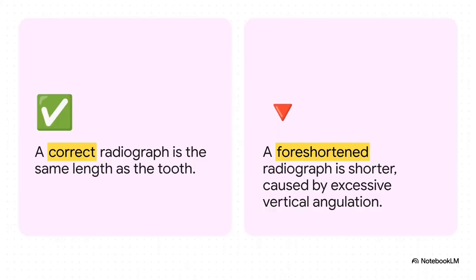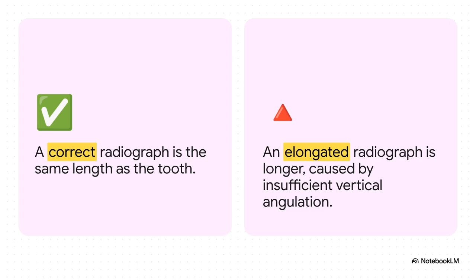For example, check this out. If the angle of the beam is too steep, coming from too high up, you get what's called a foreshortened image. The tooth looks all squashed and stumpy. And the real danger here? An image like this could completely hide a serious problem, like an infection or a tiny fracture that's right at the tip of the root.